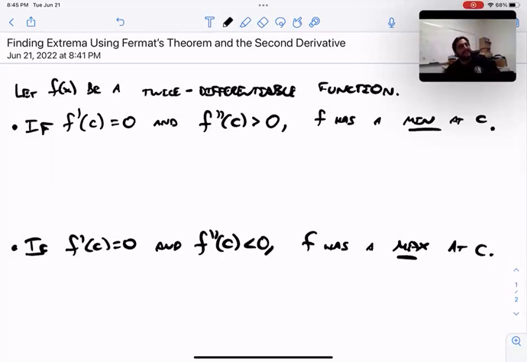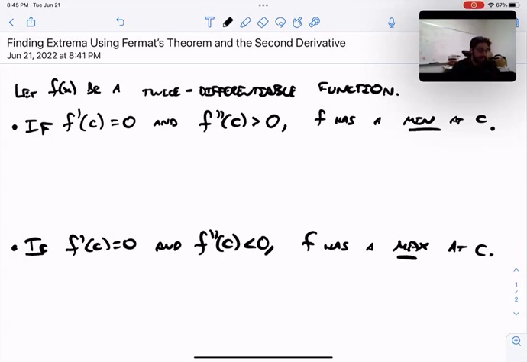Hello, today I want to talk about Fermat's theorem and how interacting with second derivatives works. Taking a derivative of a function and then differentiating that derivative to get a second derivative can be used to sniff out maxes and mins of functions. Here are the two key facts.